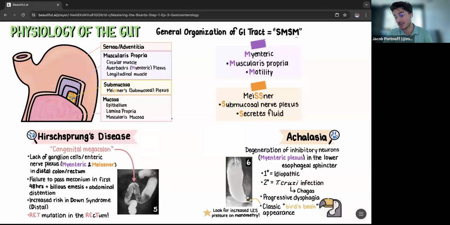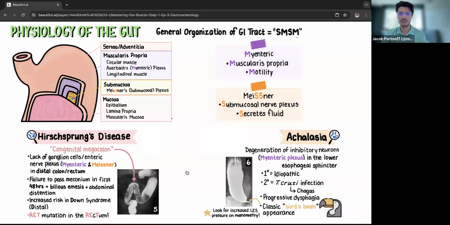Classically, with this one, guys, you're going to see this bird beak appearance on barium swallow, and look at this lower esophageal sphincter, right? It all tapers down there, and so you're going to look for increased pressure on manometry, and they could give you a manometry wave, and you'd have to identify that is achalasia. But again, I wanted to talk about the physiological layers of the gut and then build in Hirschsprung's and achalasia because, again, it's directly related to these concepts.